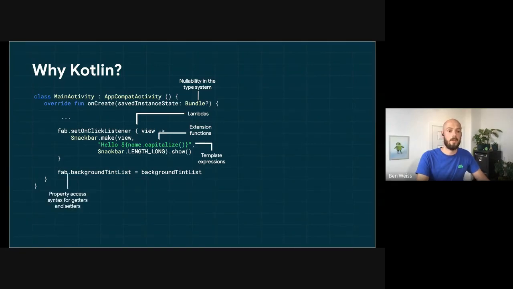And you also have property access syntax. That means that for getters and setters that have a property with the same name backing them, like in our platform code with the Hungarian notation, you can just call fab background tint list and set it using equals rather than saying set background tint list and then passing the tint list in. So that makes for nicer and easier access, and also reads a lot nicer in the end.